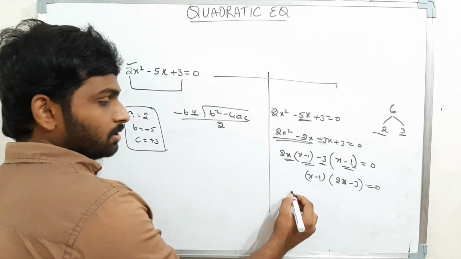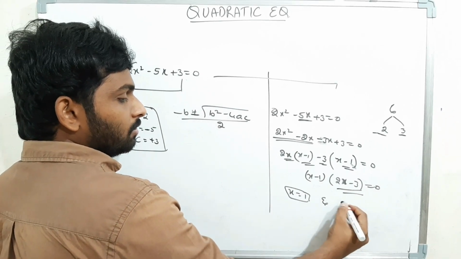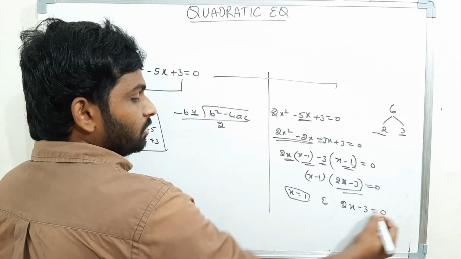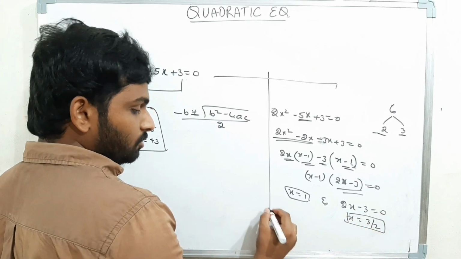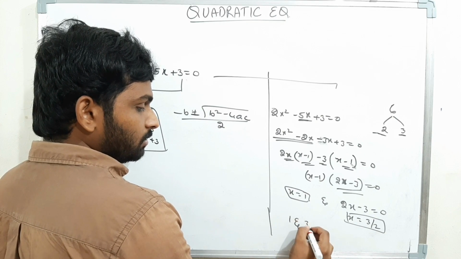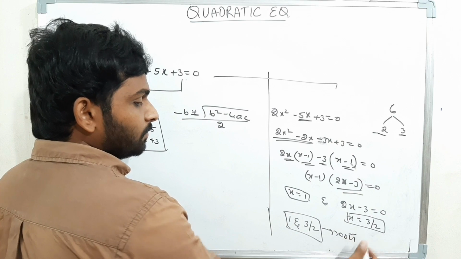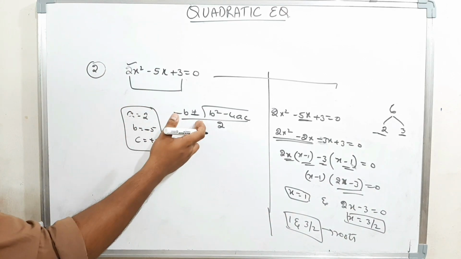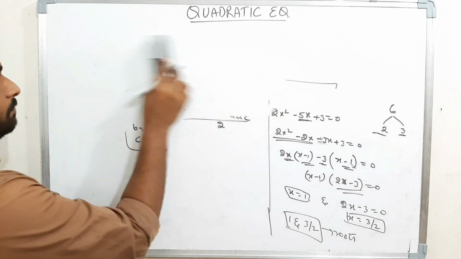Therefore, what are the equations? x minus 1 equal to 0, that is x is equal to 1, and another equation is 2x minus 3 equal to 0, that is x is equal to 3 by 2. Therefore the roots are 1 and 3 by 2. These are the roots of this equation. Even if we solve by using the formula, we will get the same values. Okay, we will see one more example.